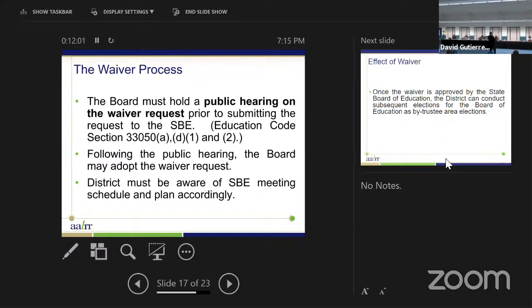You can also, through the process, change the number of board seats if you want. You can do it to 3, which is very unusual. More often it's 5 for a district this size. You can also keep it at 7 if you wanted. That's all dependent upon how you want to apply for the trustee areas.